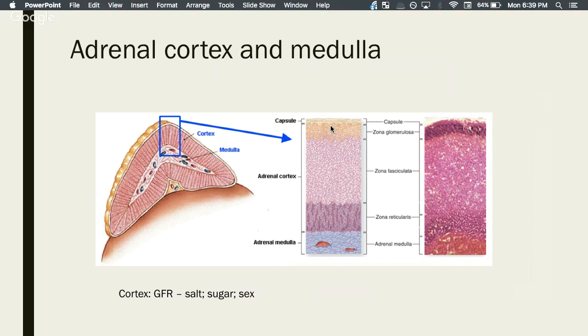In terms of the cortex, the cortex is closer to the capsule, and they both start with C, and the medulla's in the middle. Your cortex is made up of your zona glomerulosa, fasciculata, and reticularis, which is basically like your GFR. Each layer produces your salt, sugar, and sex. Salt are your mineralocorticoids, which produce aldosterone. Sugar, glucocorticoids, and sex are your androgens.